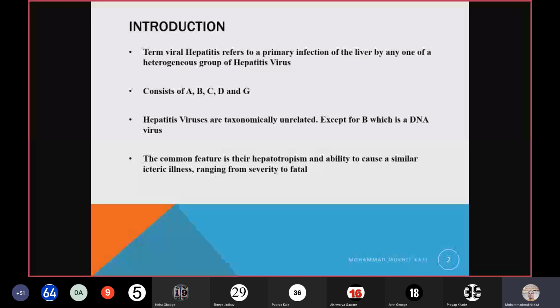The common feature is their hepatotropism and ability to cause a similar icteric illness, ranging from mild to fatal. Most of the time, the disease is not fatal. The patient is able to get cured, but if it is untreated for a long time, or the patient has a certain degree of immunocompromised status, that could lead to a fatality.